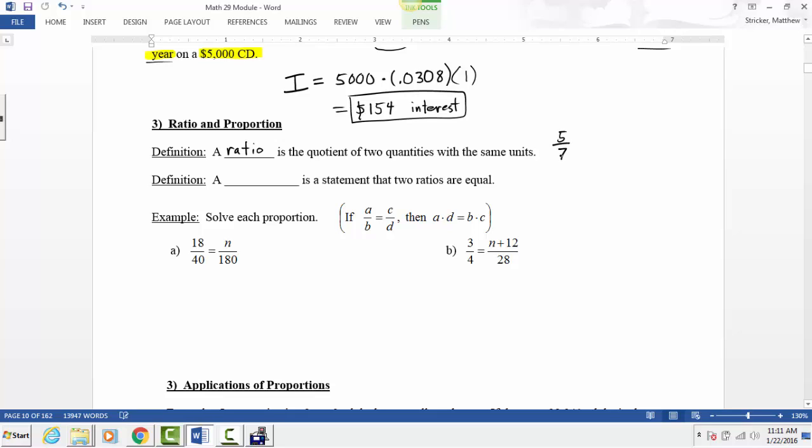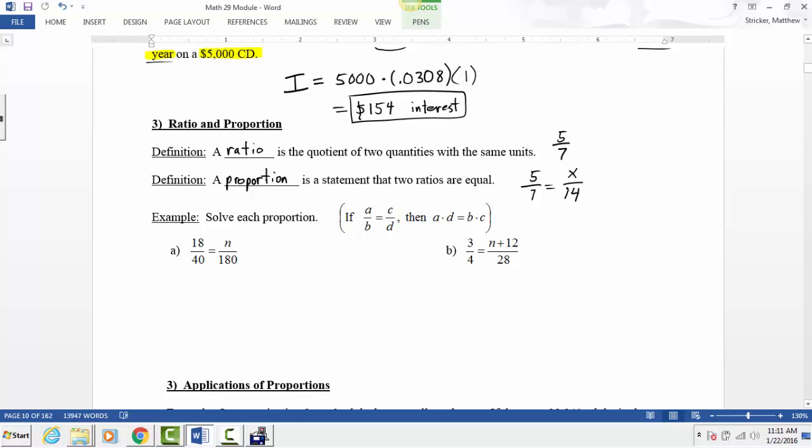You could have 5 over 7. But it could be 5 apples over 7 apples. Same units. Whereas a proportion is a statement that two ratios are equal. So we could have 5 over 7 equals x over 14.